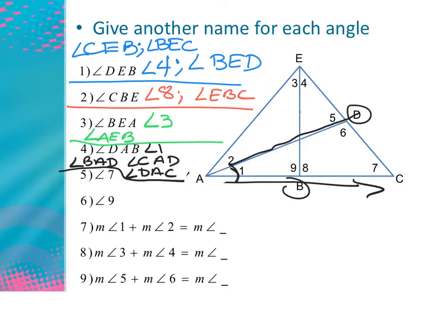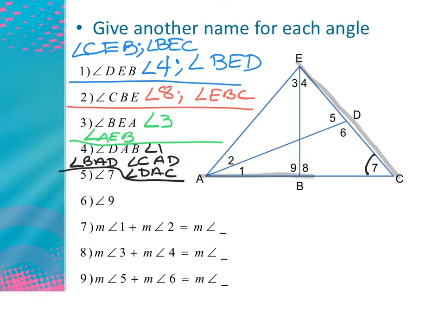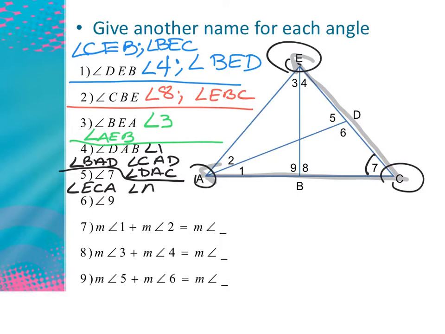Next, we're going to talk about angle 7. So angle 7 is over here. I'm going to draw in the sides that are creating it. Now this one has a lot of different names. So for this one, I could either go from E to C to A. So I can call this ECA. I can reverse it, ACE.